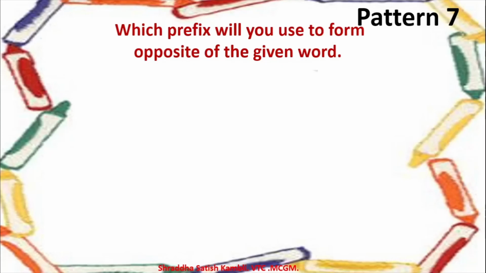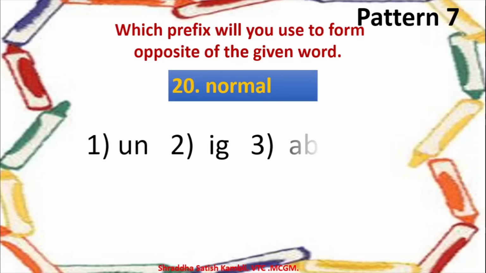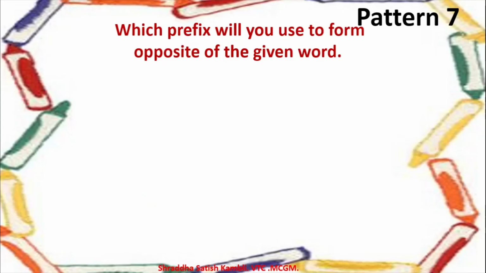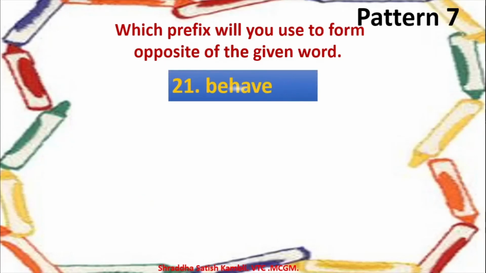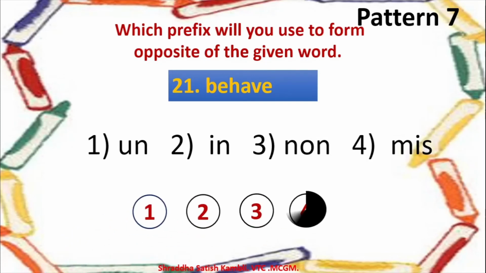Next question, question number 20. Normal. What will you add to normal to make it the opposite word? Will it be unnormal, ignormal, abnormal, or disnormal? Yes, correct. It will be abnormal. The last example in this: you have the word behave. Will it be unbehave, inbehave, non-behave, or misbehave? What will it be? It will be misbehave.